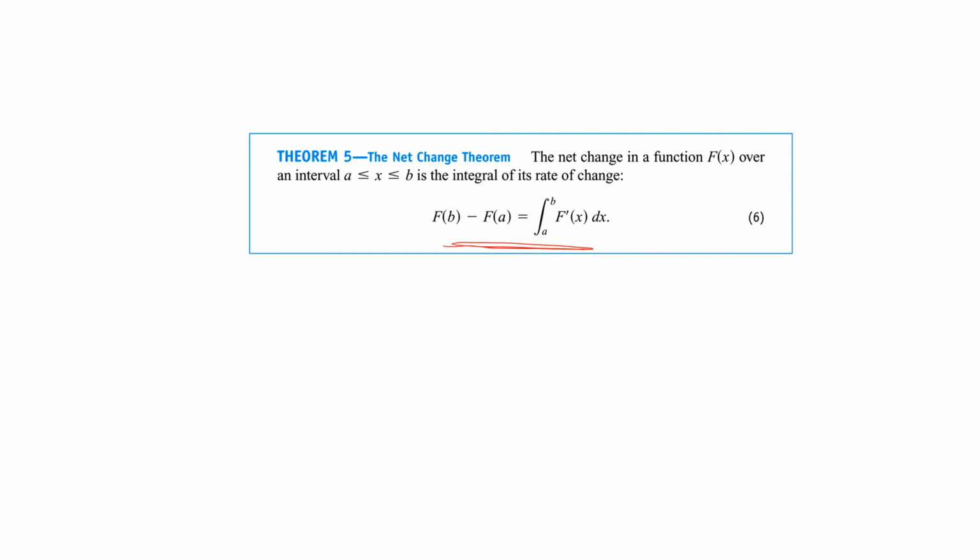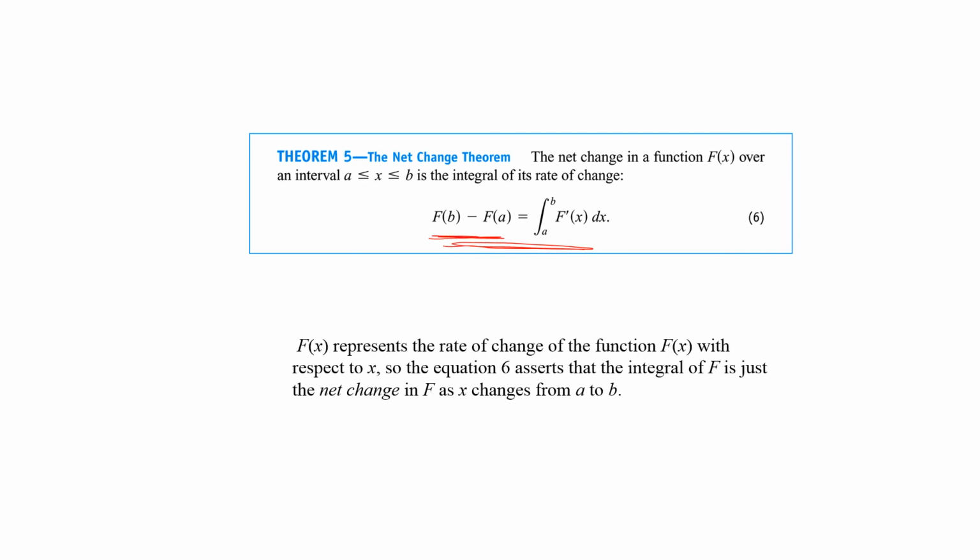But you have to be careful if in some intervals the velocity is negative, because distance covered is sometimes mixed up with displacement. This actually gives the displacement in general. So if I represent the rate of change of the function with respect to x, this equation asserts that the integral of f' is just the net change in f as x changes from a to b.